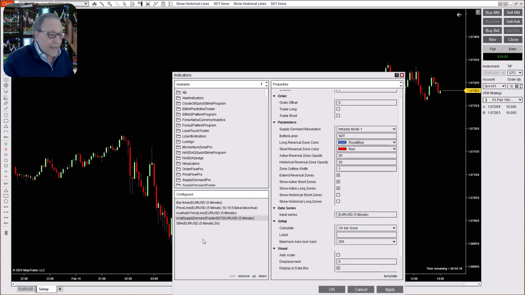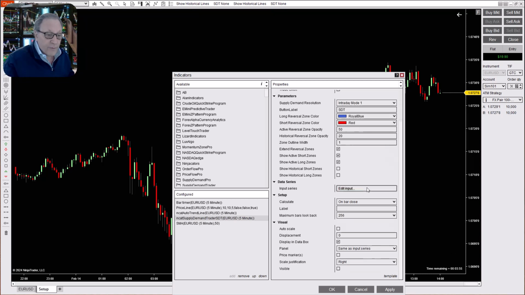Then we'll add the Supply and Demand Trader. I like to use, for this strategy, intraday mode 1. That'll give me the most supply and demand zones. Set up your colors again however you'd like it. You can extend the zones. I don't like to show the historical zones. It tends to confuse things a little bit, but you can look back at them for reference purposes anytime you want. And we'll go ahead and turn those on as well.